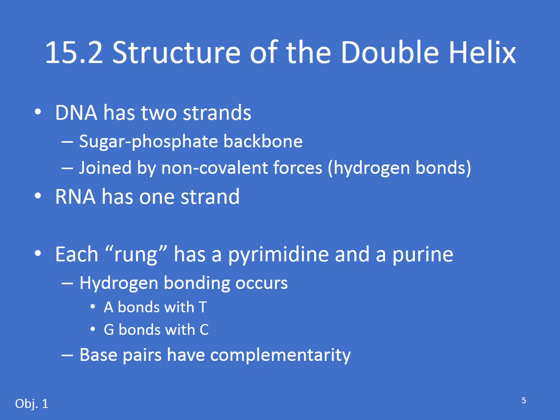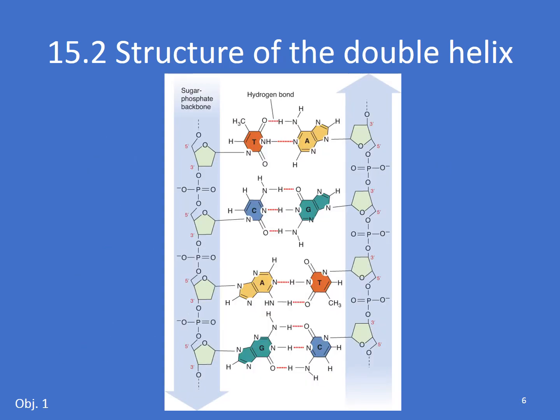Let's take a look. So here's a chemical structure of the double helix. Here on the sides, we've got the sugar phosphate backbone. The arrow indicates a 3' to 5' direction. 3' into 5'. Same over here, 3' into 5'. But in the middle, between these two sugar phosphate backbone strands, are the bases that are participating in hydrogen bonding. So T with A, C with G.